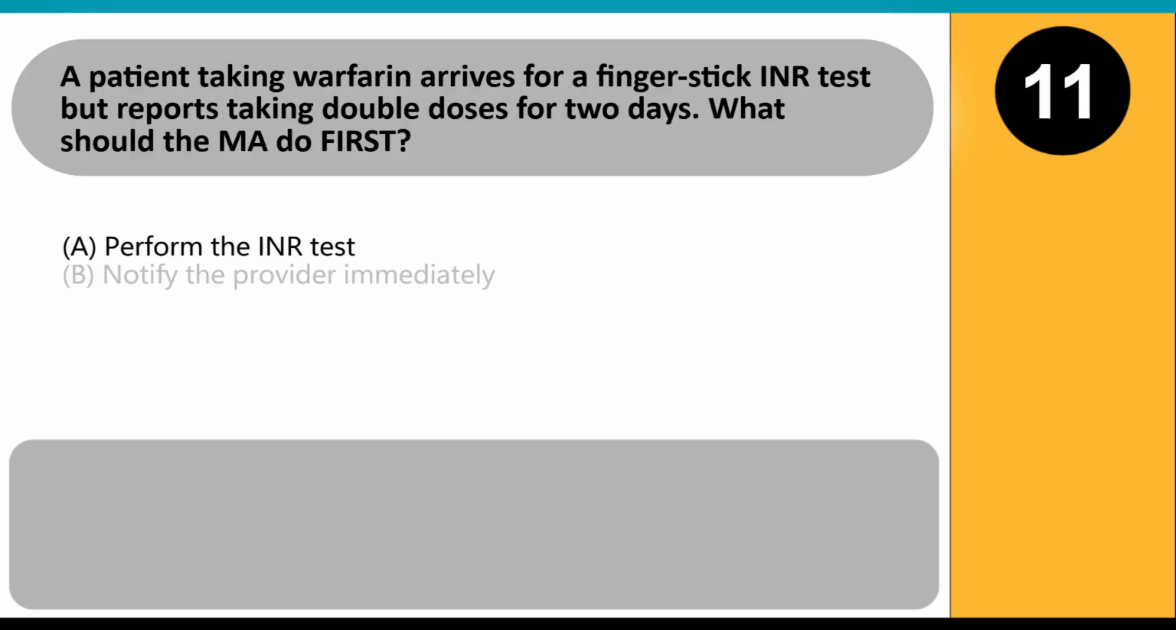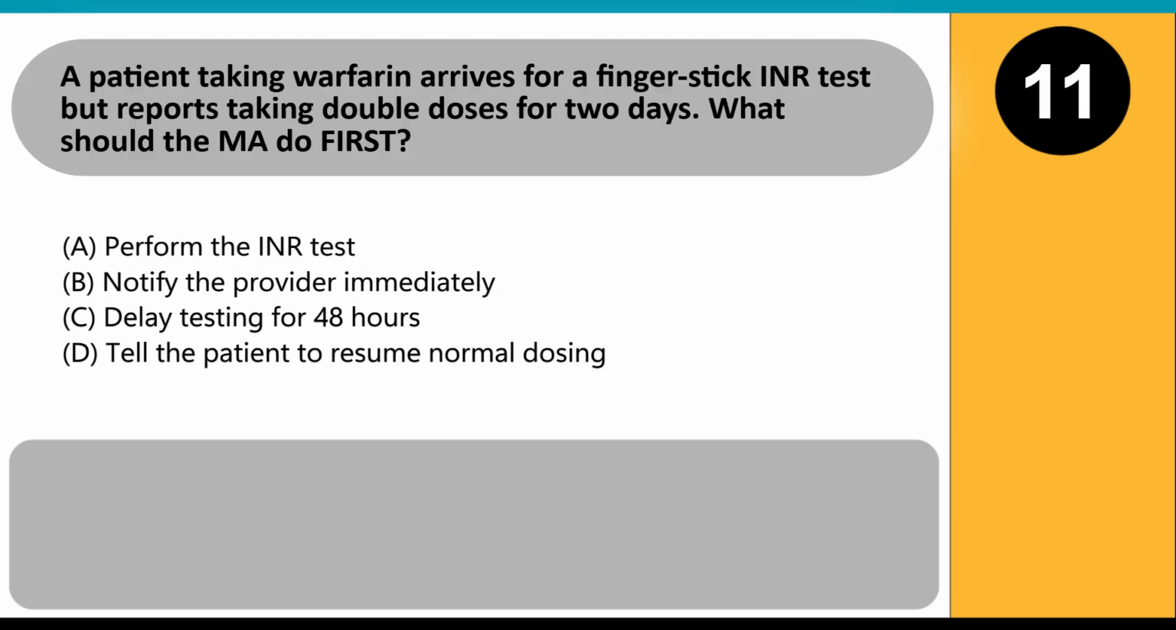A patient taking warfarin arrives for a fingerstick INR test but reports taking double doses for 2 days. What should the MA do first? A. Perform the INR test. B. Notify the provider immediately. C. Delay testing for 48 hours. D. Tell the patient to resume normal dosing.